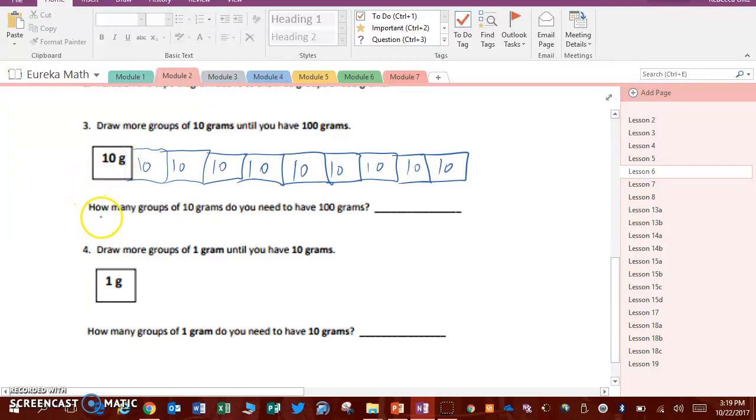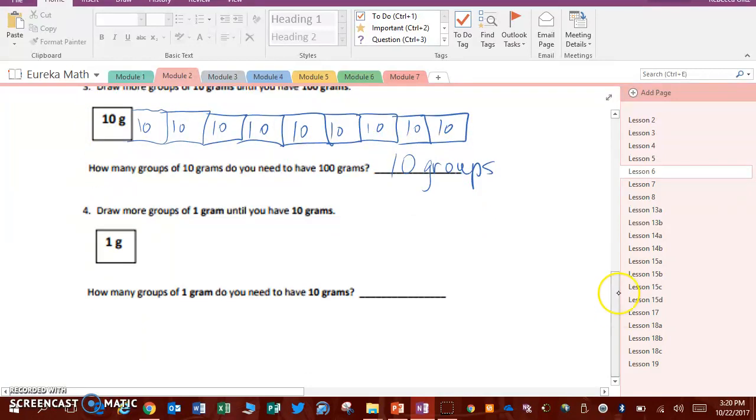The question's asking, how many groups of 10 grams do you need to have 100 grams? Well, 1, 2, 3, 4, 5, 6, 7, 8, 9, 10. It's a lot of ones and zeros, but we need 10 groups of 10 to make 100. We just showed that with this funny looking tape diagram. And what I was trying to do when I was making these squares was make them all equal to the first one because they are all equal in value.